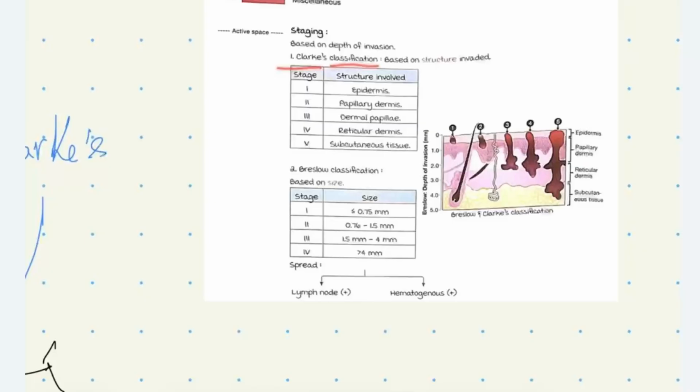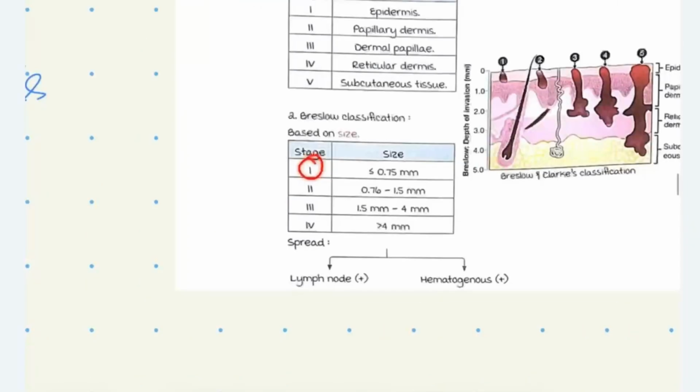Then we have Breslow's classification based on the size of the lesion, 1, 2, 3, 4. Stage 1 is skin lesion less than or equal to 0.75 mm. Stage 2 is skin lesion between 0.76 to 1.5 mm. Stage 3 is skin lesion between 1.5 mm to 4 mm. Stage 4 is skin lesion of more than 4 mm.